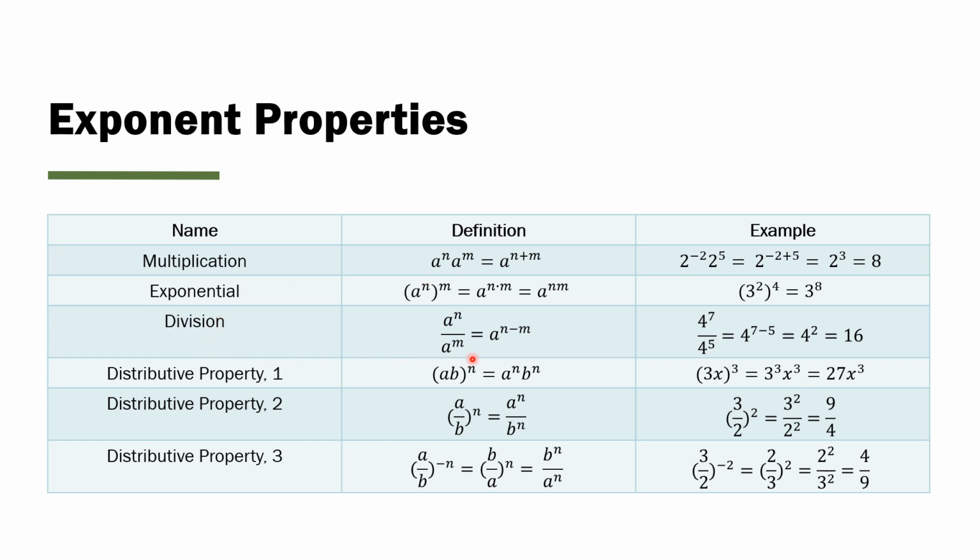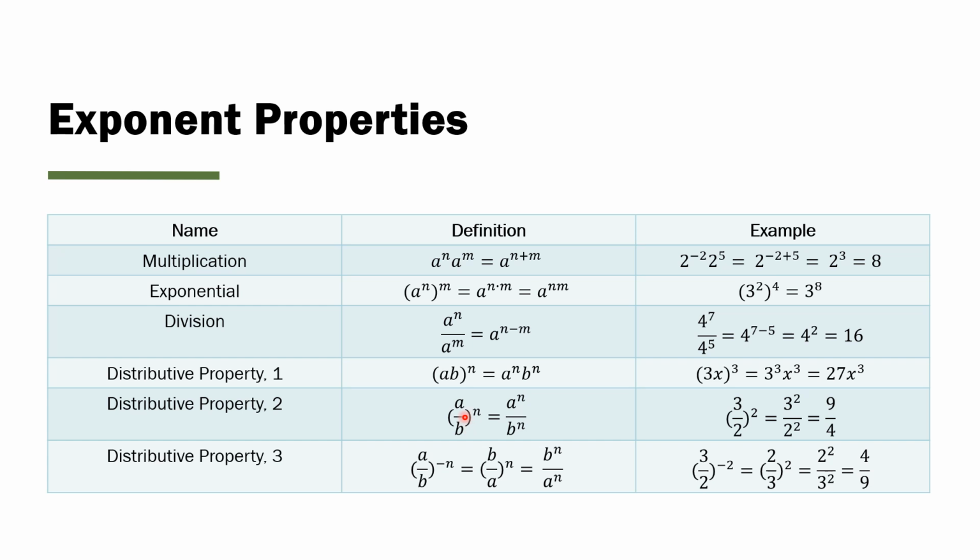Now exponential functions are also distributive. So if I have this a multiplied by another integer b in parentheses, and I raise it to the power of n, that n will distribute to each base. So we get a to the power of n times b to the power of n. So for example, if I have 3 times x in parentheses raised to the power of 3, both the 3 and the x get raised to the power of 3. So we get 27 times x to the power of 3.